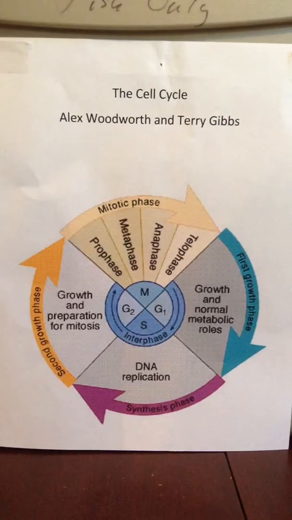Errors in mitosis can either kill a cell through apoptosis or cause mutations that may lead to cancer.